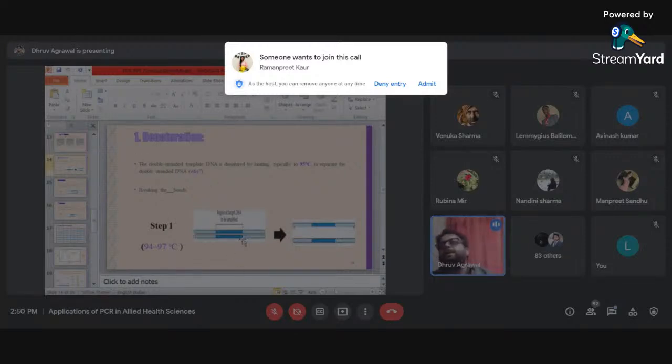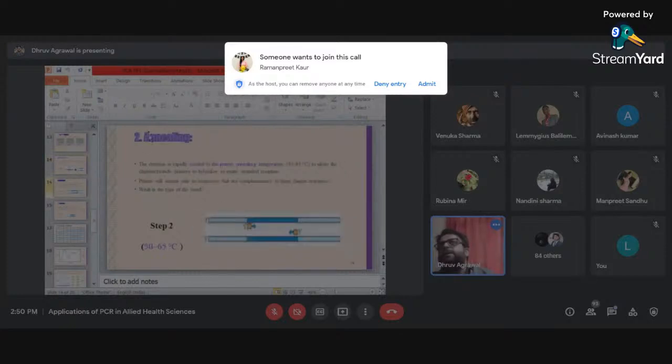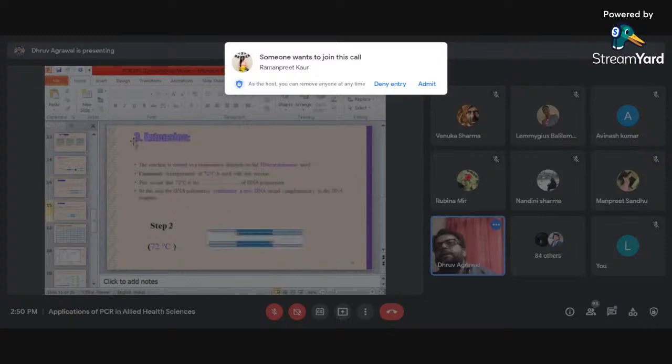So you can see over here clearly that the hydrogen bonds have broken, and the two strands have separated at the high temperature in the first step, that is denaturation. Right. Then in the second step, you can see that the primers bind to your DNA template strands, both the strands. And in the third step, this DNA polymerase comes and starts the synthesis of the DNA.